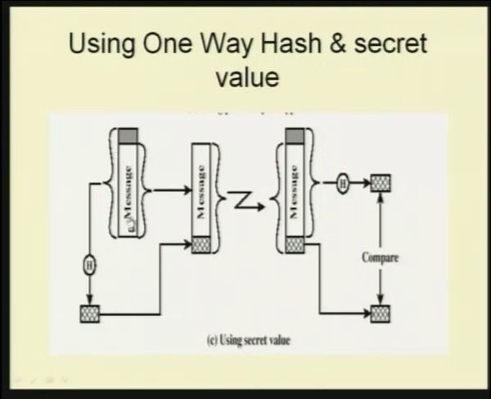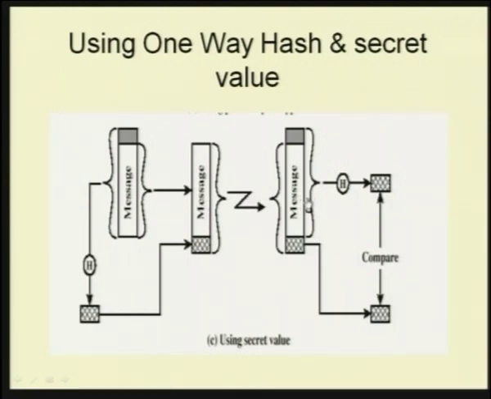Now, I have a message plus some secret value. I take this message plus the secret value and apply the hash function. This is a one-way hash function, which means it takes a message and generates a hash, and from the hash it is not possible to generate the message. That is why we call it a one-way hash function. So, you take the message plus the secret value, do a hash on that, and come up with the hash code or the message digest. Now, this message digest is sent along with the message. You take the message and the digest and send it.